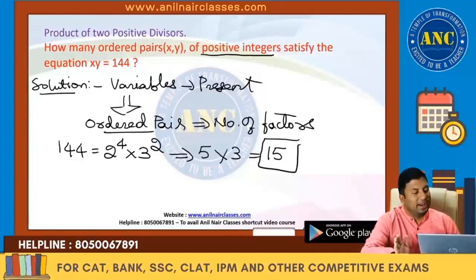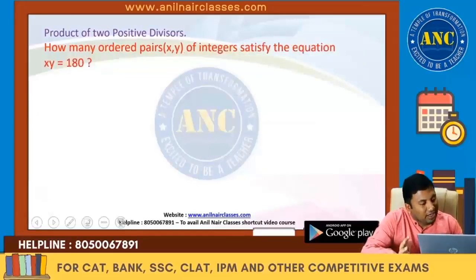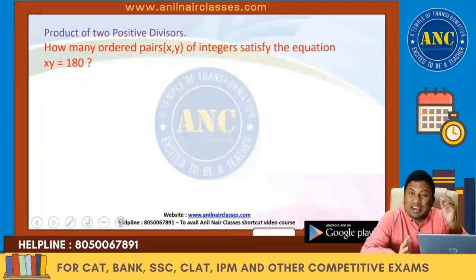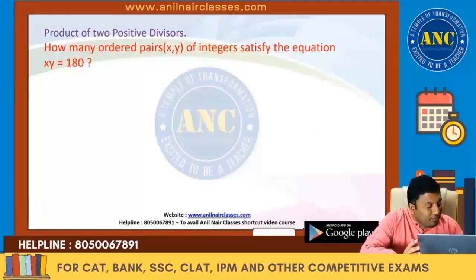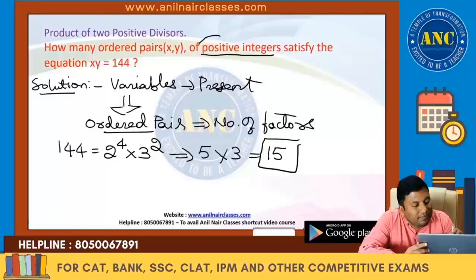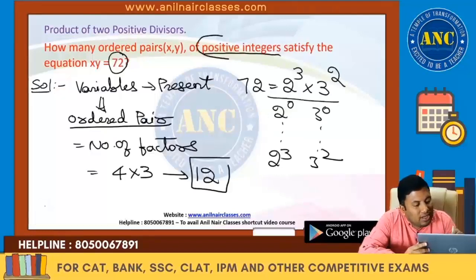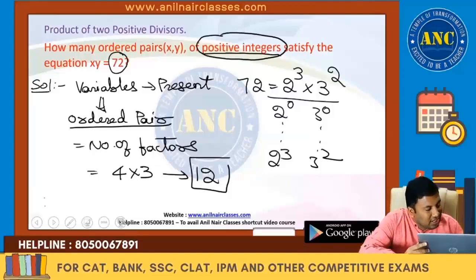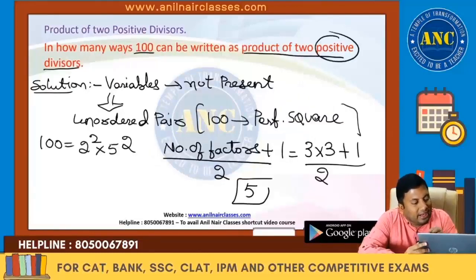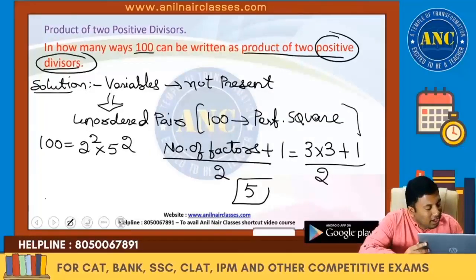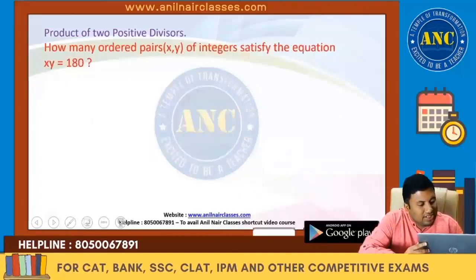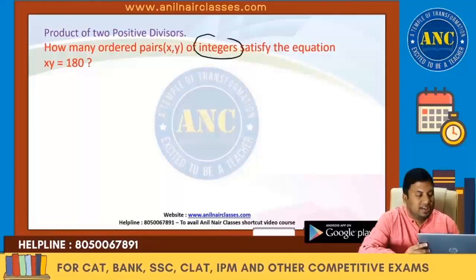I hope the idea is clear, right? It does not matter whether it is a perfect square or a non-perfect square. A slight change in the question. See the previous question, it is positive integers. Now, I changed the question. It is integers. A very small change.